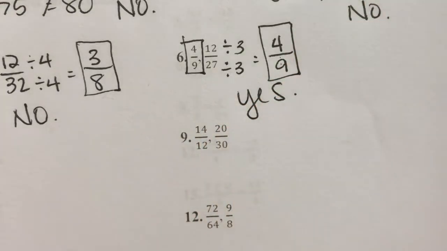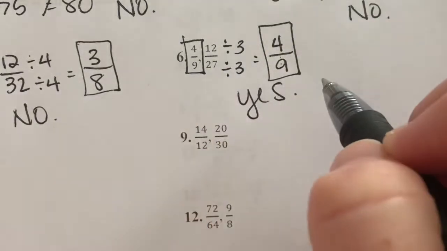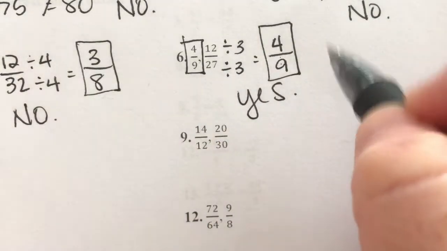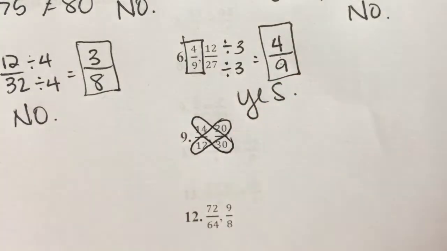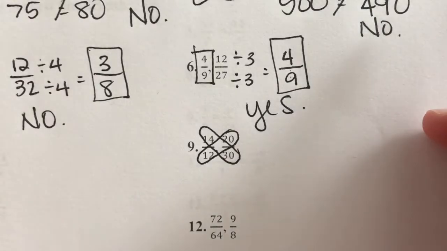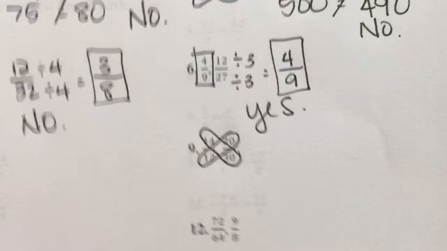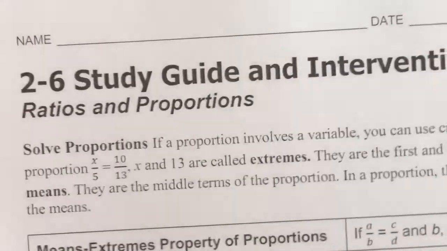We just write yes. All right, so hopefully that gives you guys an idea. You can either simplify fractions and compare, or you can cross multiply and compare what you get. Either way, you should have numbers that are equal, and if they are not equal, then it does not create a proportion. Okay, second page of notes.